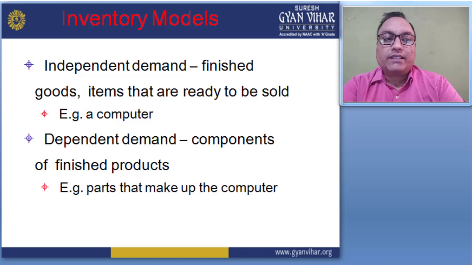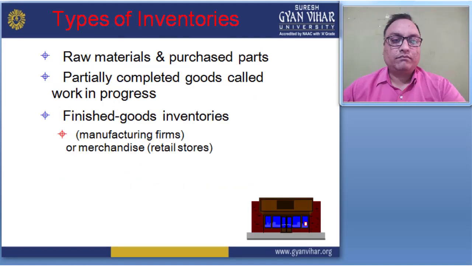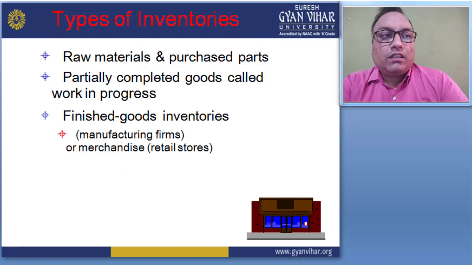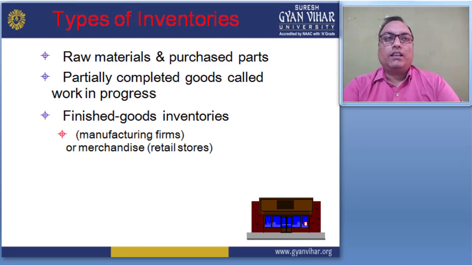So these are the accessories related to the computer. This shows the independent demand, and this shows the dependent demand of the company. And then, if I am talking about types of inventories, these inventories are of different types.